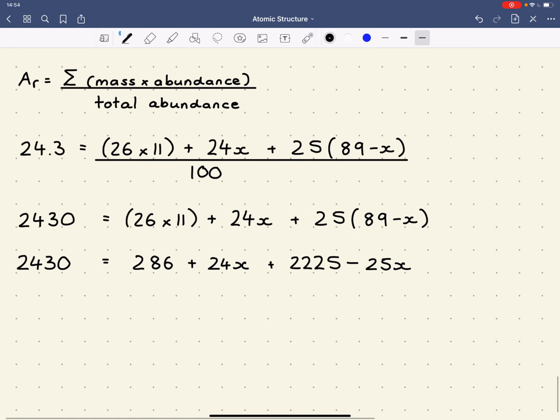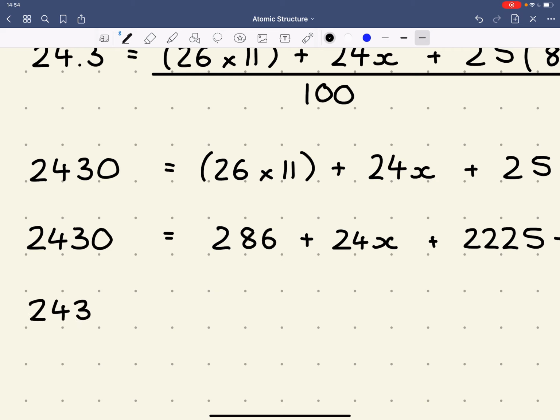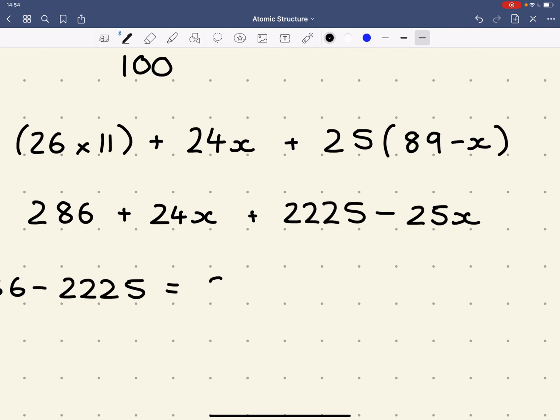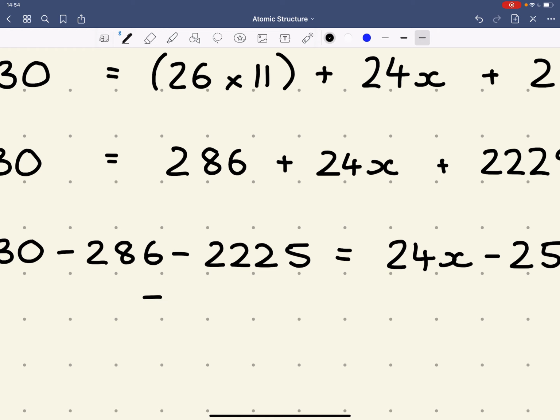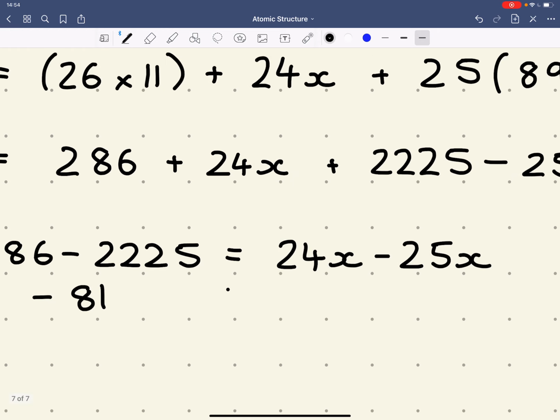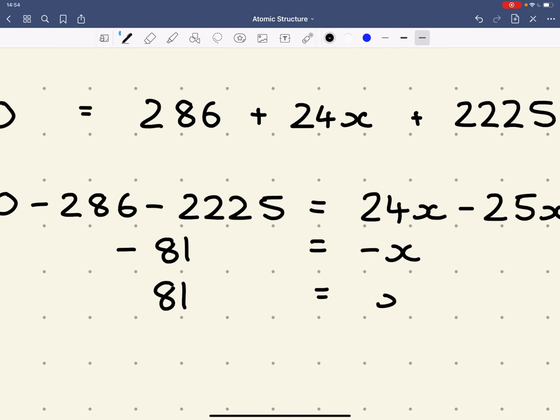And then it is a case of, again, collecting your terms. So 2,430 minus 286 minus 2,225 equals 24x minus 25x. And when we do this sum here, you end up with minus 81. That's equal to minus x, divide both sides by minus 1. Then x is equal to 81.